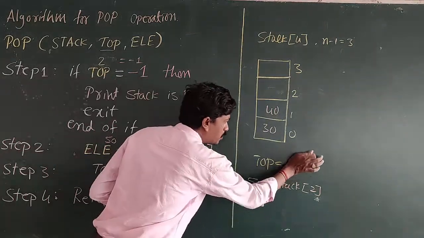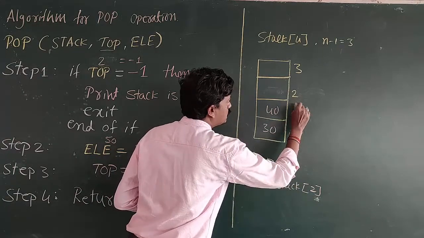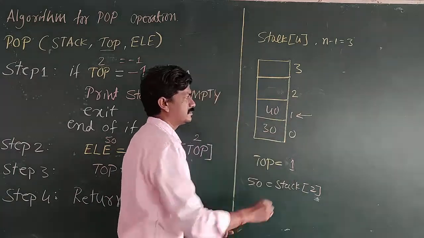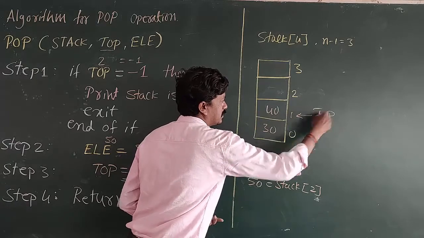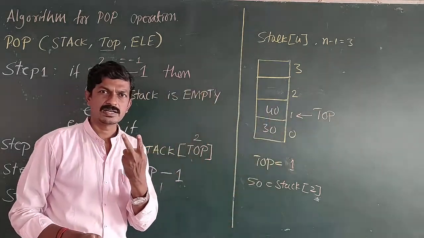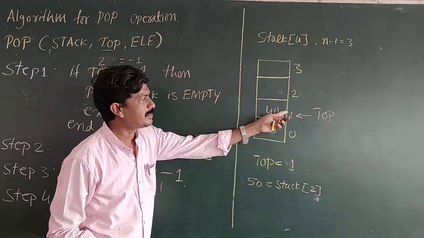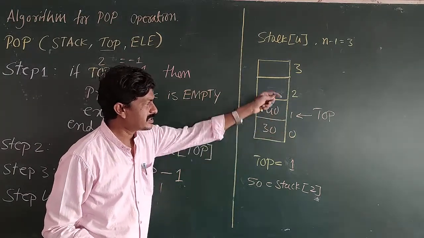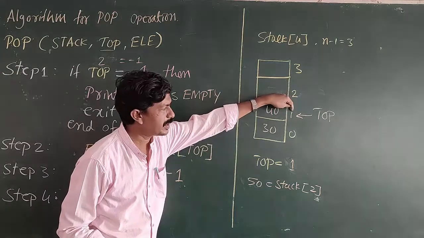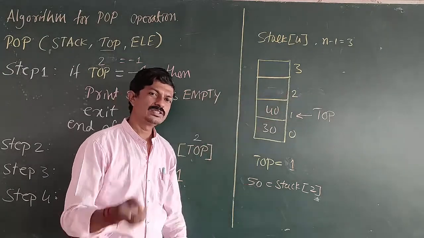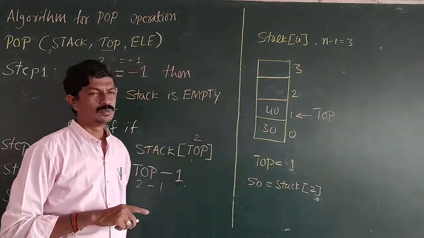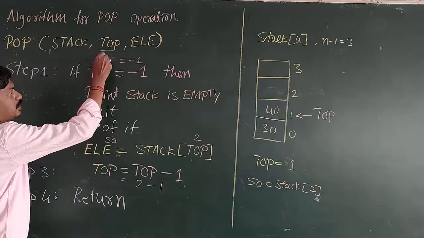Now top equal to 1, because now there are only 2 elements existing in this stack. So it is pointing to the topmost element of the stack, that is 40, which is existing at index 1. Now once again I am going to delete one more element. Now the top pointer is 1.